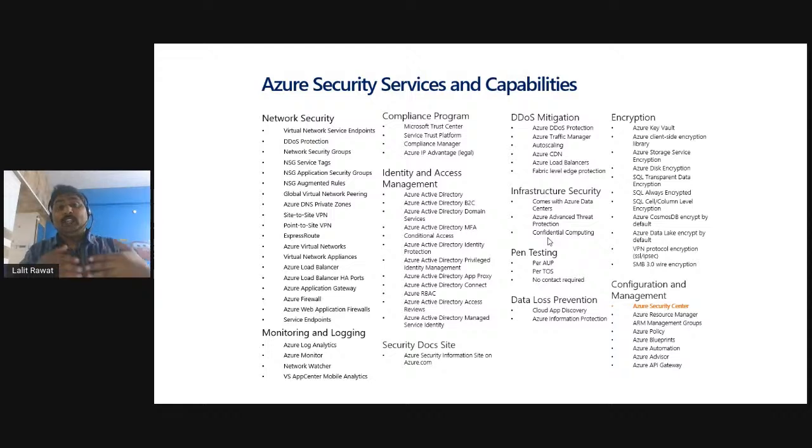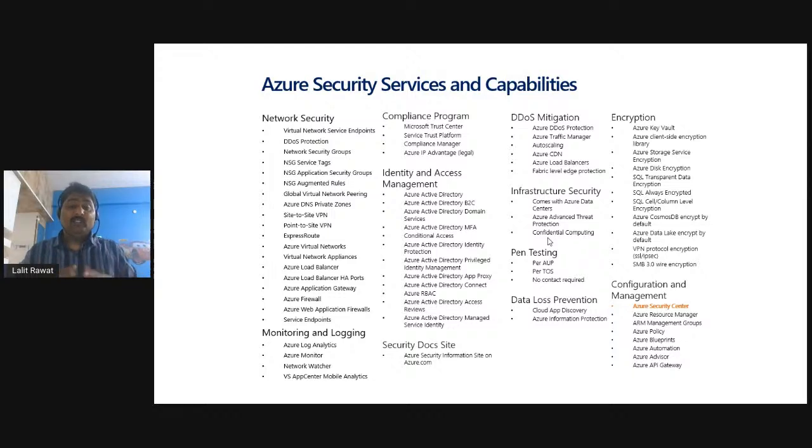In terms of DDoS mitigation, how you're going to mitigate DDoS attacks, right? They have come up with new features which integrate DDoS protection with VNet. And then you'll have Azure Traffic Manager, which can put a CDN, load balancers, or Front Door as protections around it. Then infrastructure security comes with the data centers, your advanced threat protection, and then confidential computing.